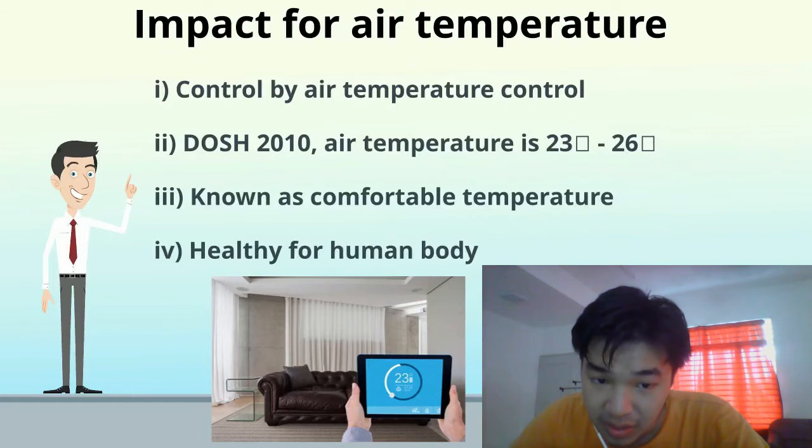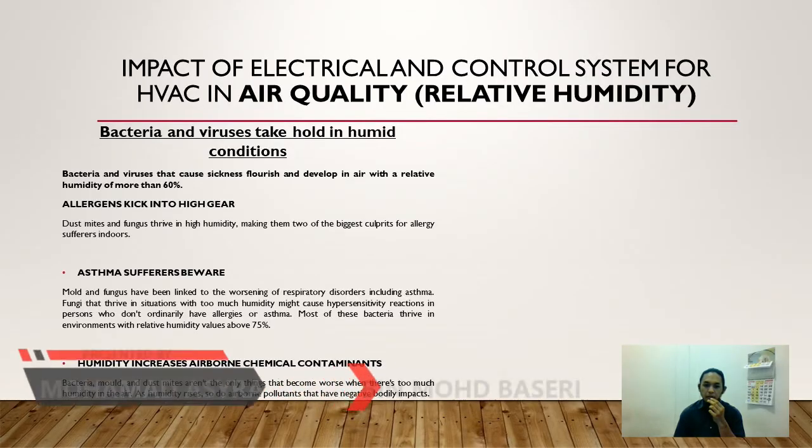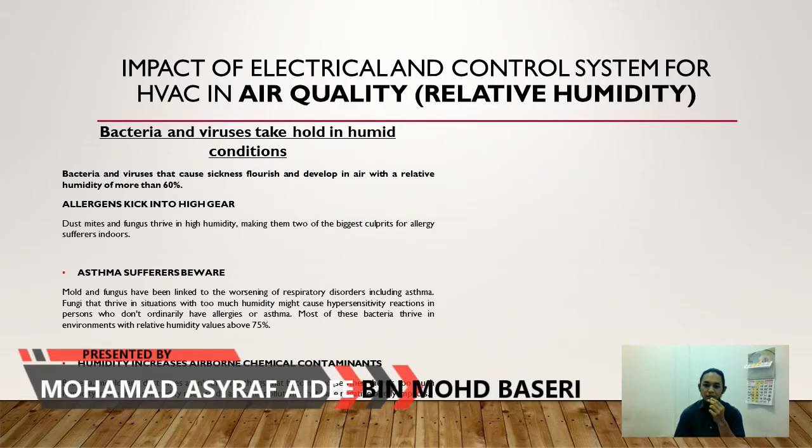When the air temperature is in the comfortable zone, the human body will feel comfortable. A comfortable temperature is also healthy for the human body. The impact of the system is that the air temperature can be controlled to make the human body feel comfortable. This is the impact of electrical and control system for HVAC on air quality.